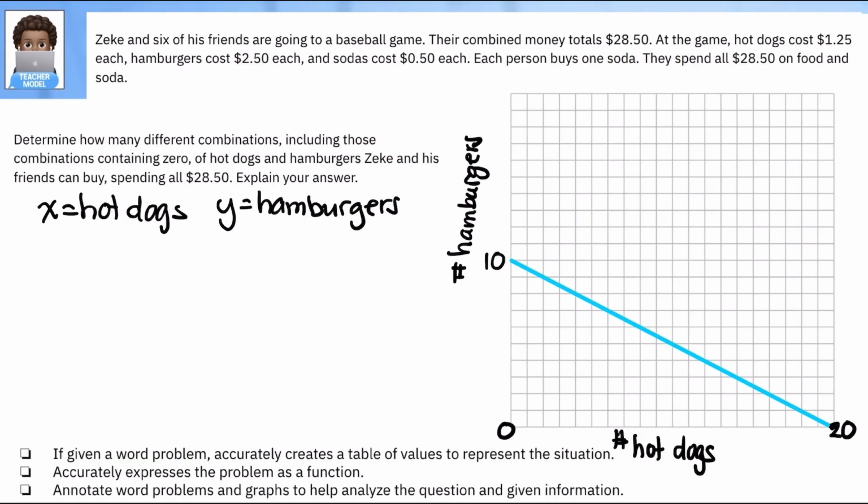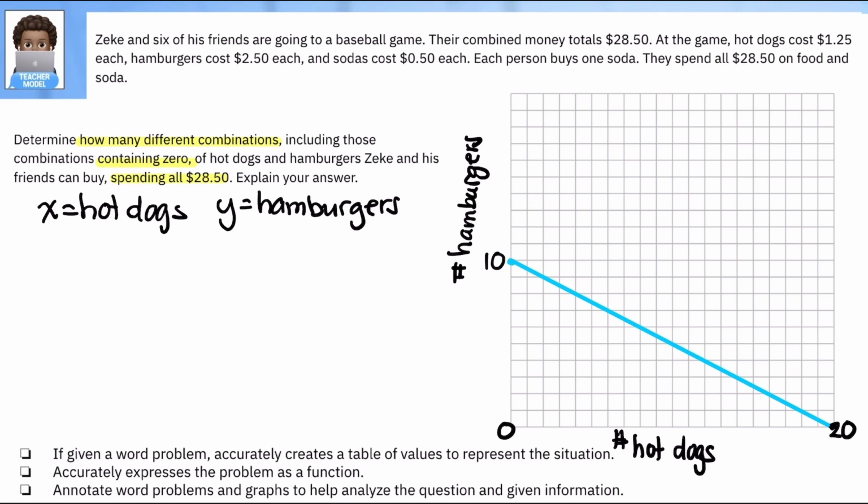Determine how many different combinations, including those combinations containing 0 of hot dogs and hamburgers Zeke and his friends can buy, spending all $28.50. Explain your answer. So I'm going to look for all those combinations on my graph, and because we're talking about buying hot dogs and hamburgers, I am going to look for whole number combinations. I can't say, can I have 3/4 of a hamburger? I could only ask for whole numbers.